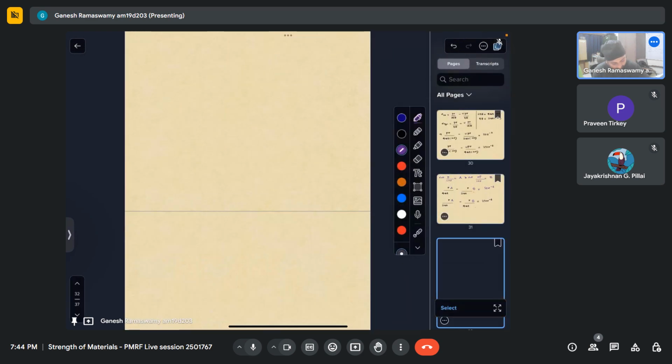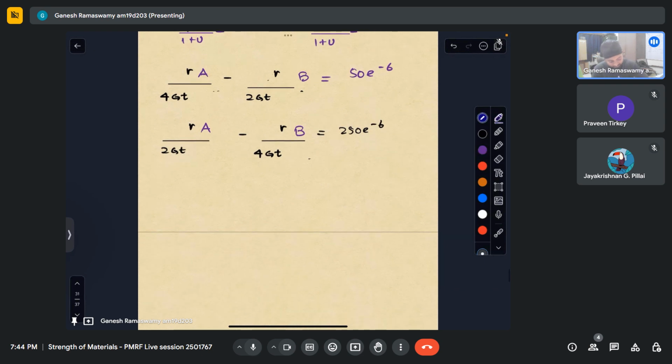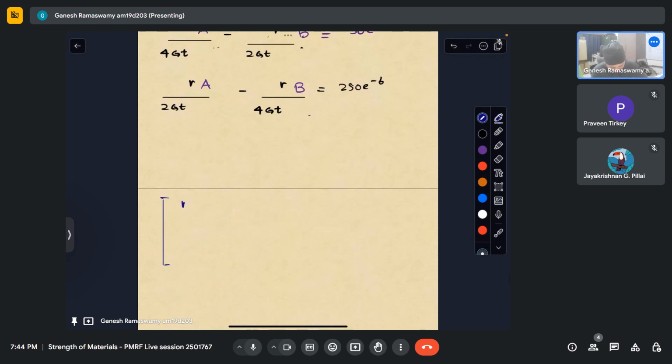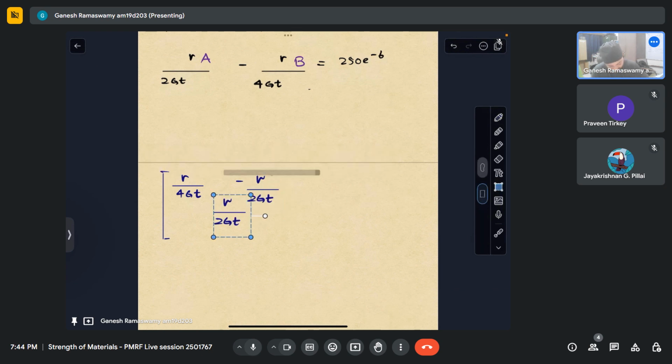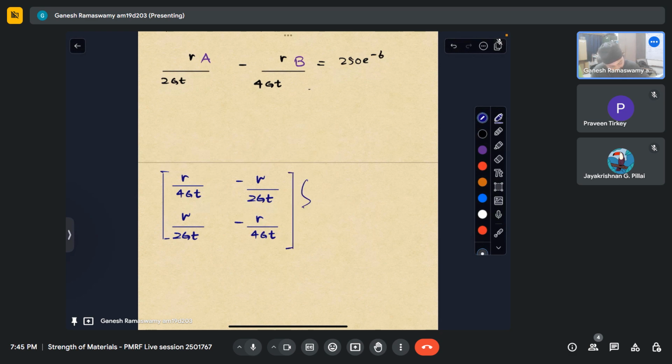Okay, now it is just a matter of solving this matrix equation. So the coefficients are R by 4gt, R by 2gt, and then it is just the negative of this into AB, which gives me this quantity: 50E minus 6 and 250E minus 6. Now R, what is R?